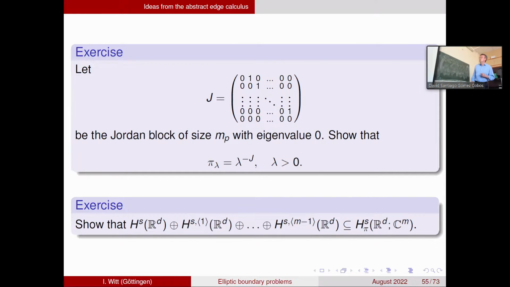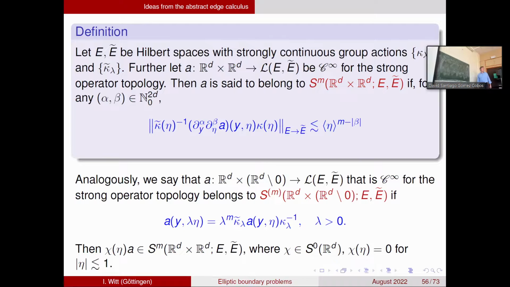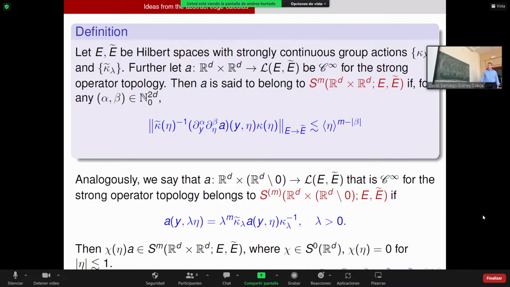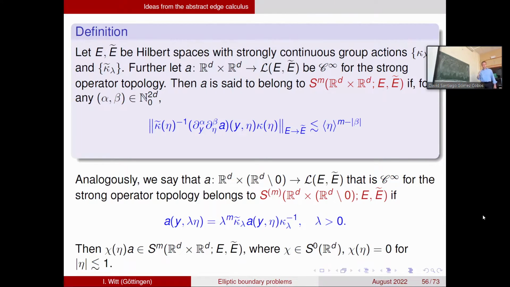So now, why is this reformulation in the Hilbert space context useful? Well, we not only have spaces, we also have operators. So we have a second Hilbert space, and we have operators, now unbounded operators, from Hilbert space E to Hilbert space E2. There are not so many different ways to notate things. It's just a second Hilbert space with another group action. And then we want Z A to be smooth for the strong operator topology.